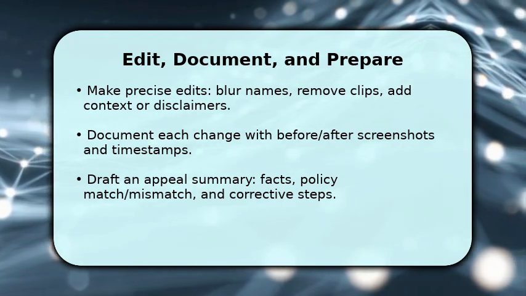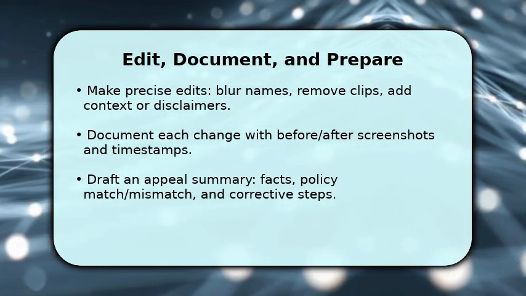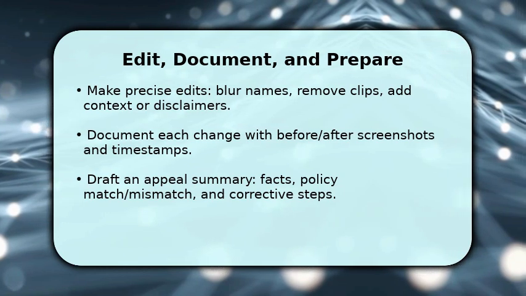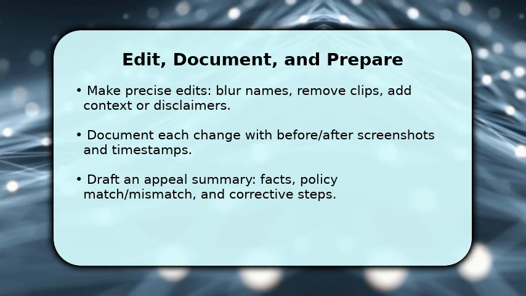Simultaneously draft a concise appeal summary that outlines the facts, explains why the content complies or how you corrected it, and lists the exact corrective steps you took. Make sure to reference the policy text you saved earlier.